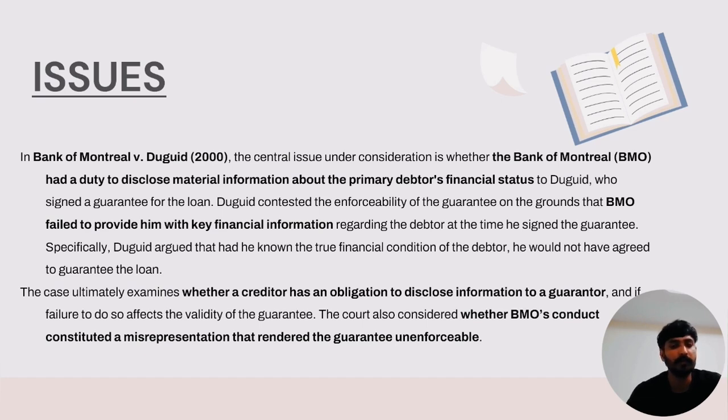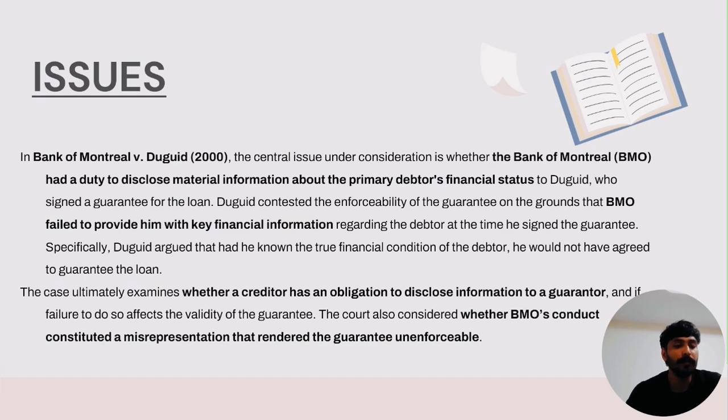So, in Bank of Montreal versus Dugid 2000, the central issue under consideration is whether the Bank of Montreal had a duty to disclose material information about the primary debtor's financial status to Dugit, who signed a guarantee for the loan. Dugid contested the enforceability of the guarantee on the grounds that Bank of Montreal failed to provide him with key financial information regarding the debtor at the time he signed the guarantee.